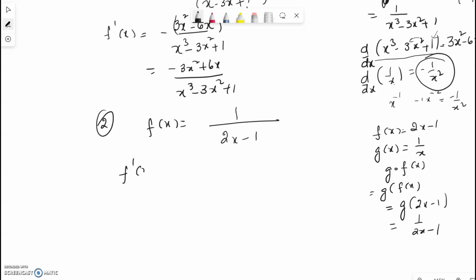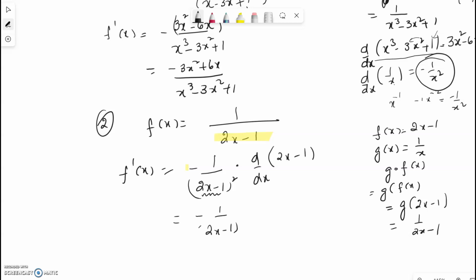So f prime of x, we just pretend like it is a 1 over x, but remember it's not. So if it is a 1 over x, then we write it as negative 1 over x squared. But since this is not an x, we go times d by dx of 2x minus 1. And that's equal to negative 1 over 2x minus 1 the whole squared times d by dx of 2x is 2, d by dx of 1 is 0. So that's negative 2 over 2x minus 1 the whole squared.